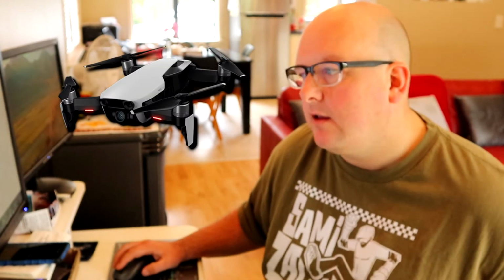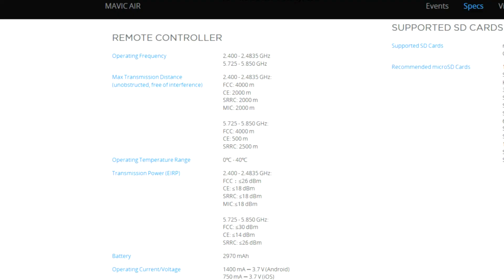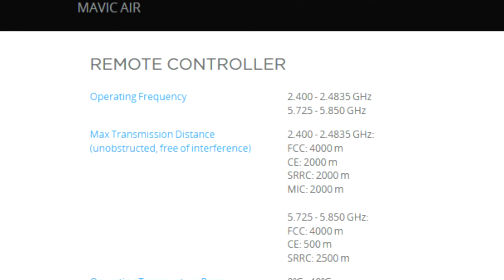Mavic Air. So Mavic Air uses 2.4 gigahertz and 5.8 gigahertz. Maximum transmission distance, FCC 4,000 meters, CE 2,000 meters, SRRC 2,000 meters, MIC 2,000 meters, and 5.8 gigahertz, FCC 4,000 meters, CE 500 meters, SRRC 2,500 meters.